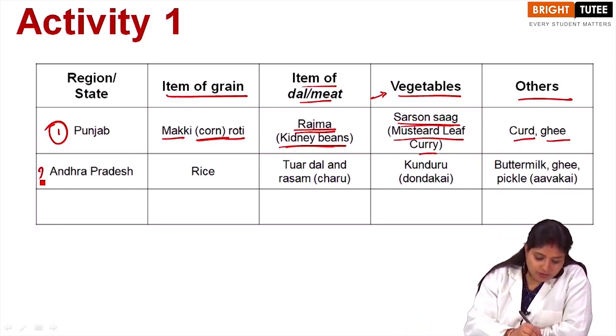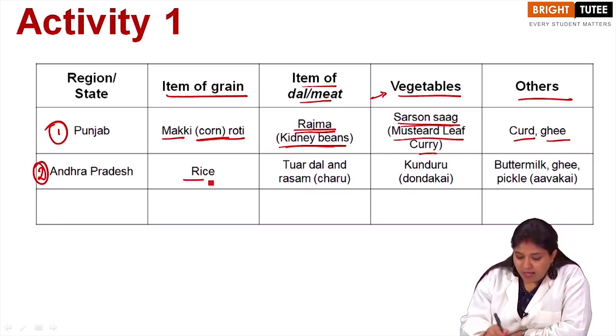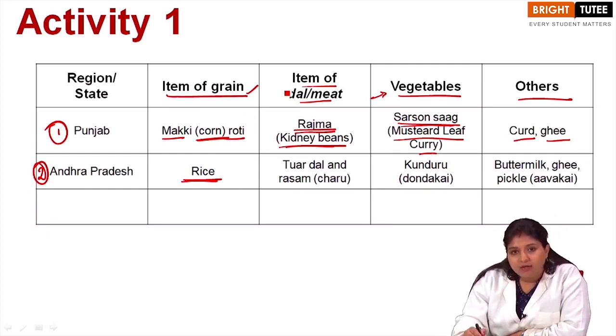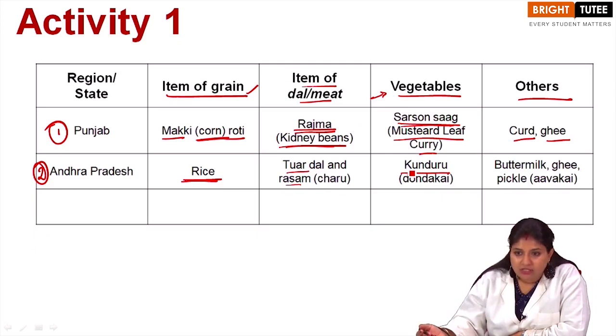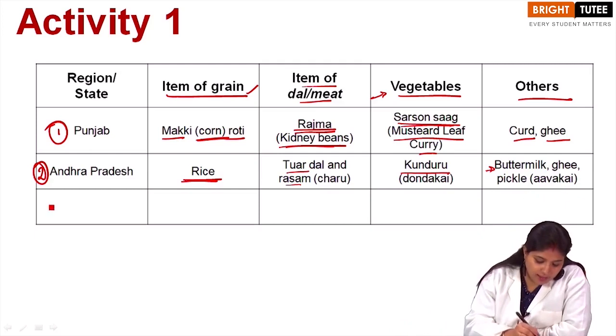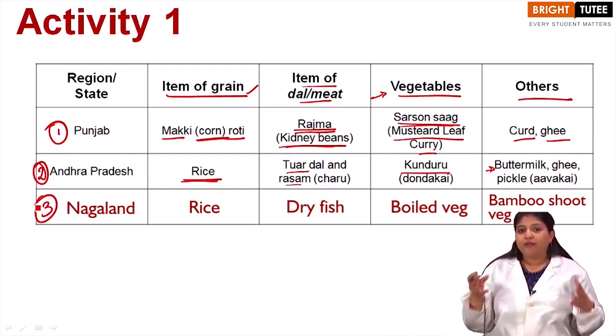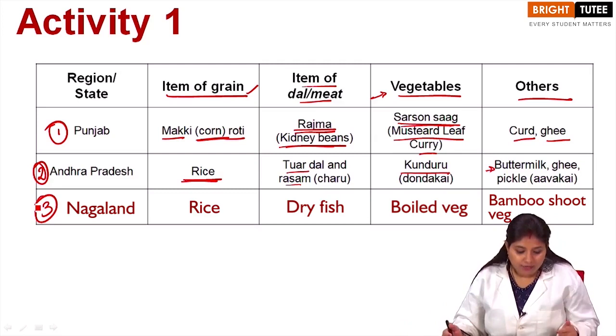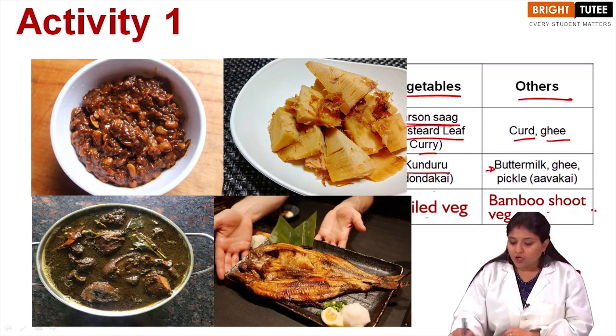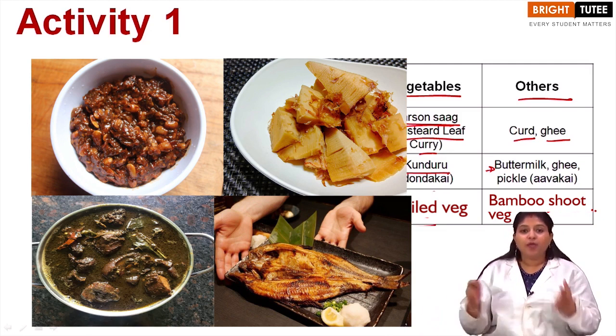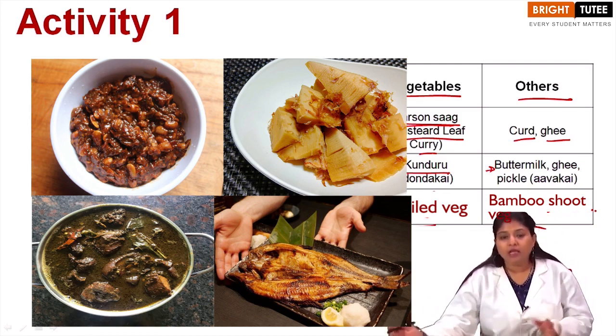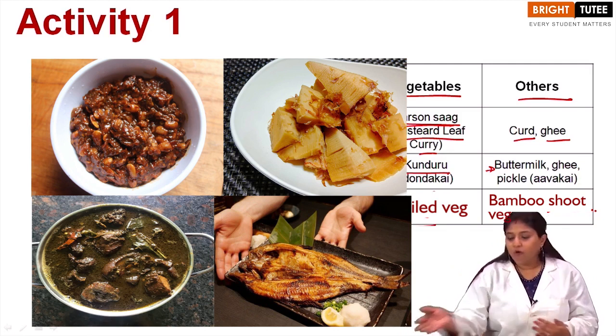If we talk about another region say Andhra, over there we have rice. Again, it is an item of grain because we know rice is a grain. Then in the item of dal we have tur dal and rasam, right? Then in the vegetables we have kundru, that is again a kind of vegetable, and in others we might have buttermilk, pickle, and so on. You yourself can do this activity wherein you take a region and different types of components. Usually while you're traveling you may or may not get all these wholesome meals, right? So one meal might not contain all these things.